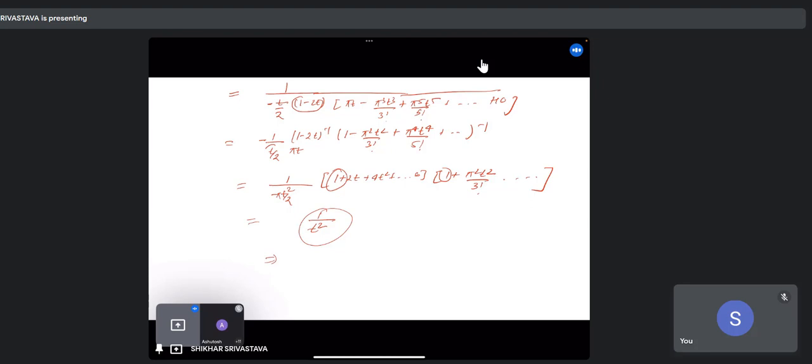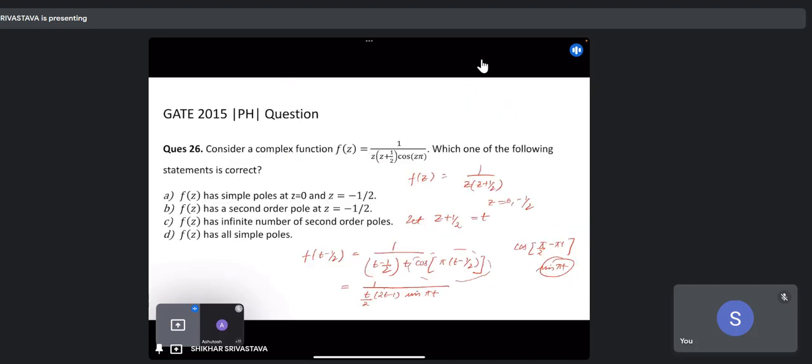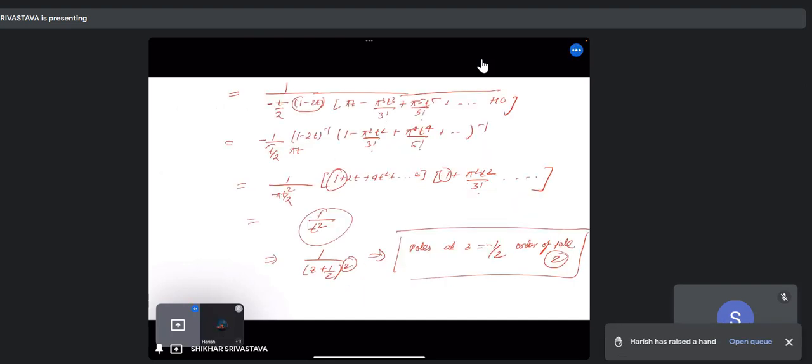So you simply put back z plus half, since t is nothing but z plus half. So you have a pole at z equal to minus 1 by 2, and the order of the pole is 2. So it doesn't have a simple pole. It has a second order pole at z equal to minus 1 by 2. In this way you can find that this function has a pole at z equal to minus 1 by 2 and its order is 2.